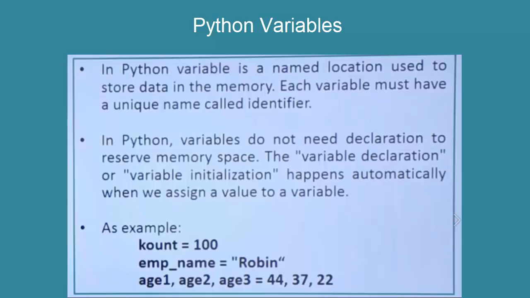So here you see account equals 100, emp_name equals Robin, and age1, age2, age3 equals 44, 37, 22. In this way, the respective variables have got initialized. And here we put the integer values, so the variables will have their respective types. In this way, multiple variables can be initialized and declared in the same statement.